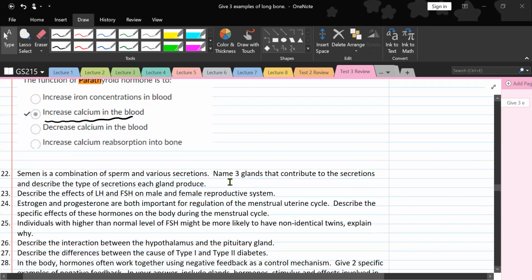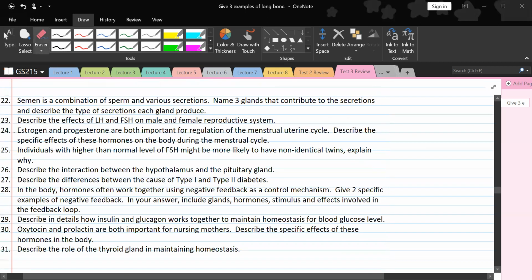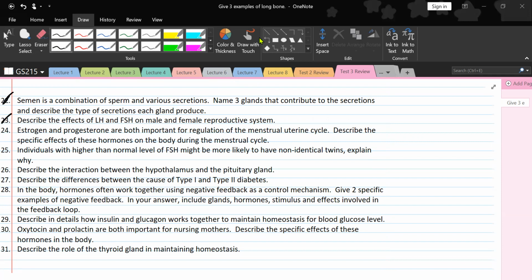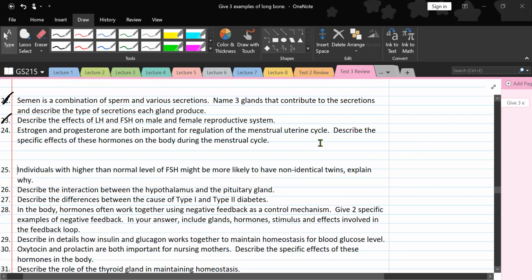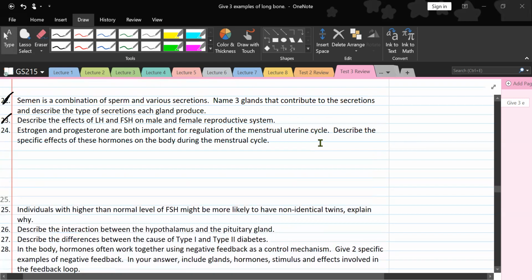We did this one already, so we're not gonna go through it. I think some of it's somehow repeating itself when I copy them over. So that one we did already. FSH we did already. Next one is estrogen and progesterone are both important for regulation of the menstrual uterine cycle.